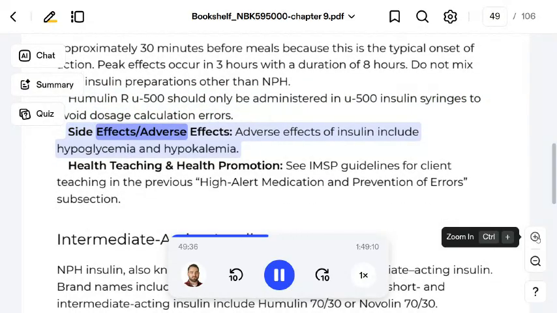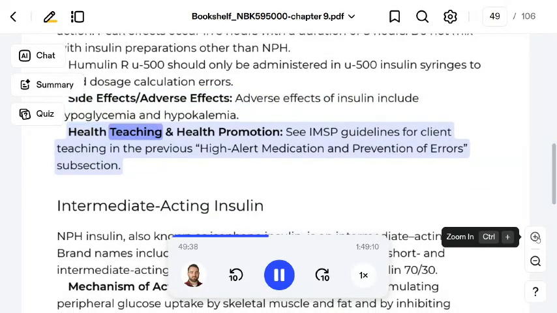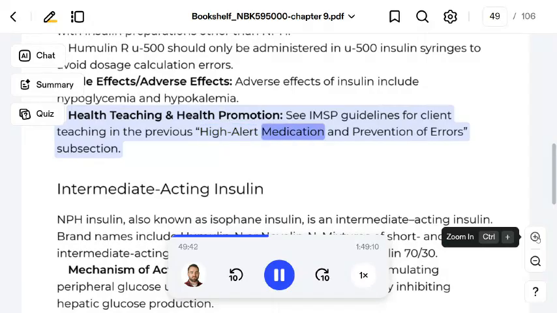Side effects: adverse effects. Adverse effects of insulin include hypoglycemia and hypokalemia. Health teaching and health promotion. See ISMP guidelines for client teaching in the previous High Alert Medication and Prevention of Errors subsection.